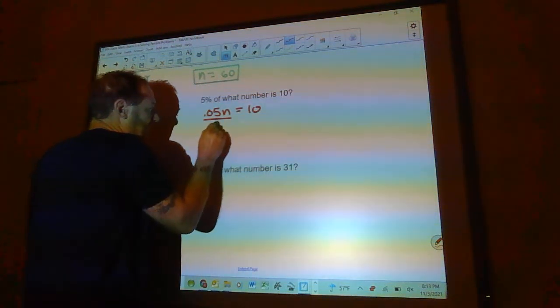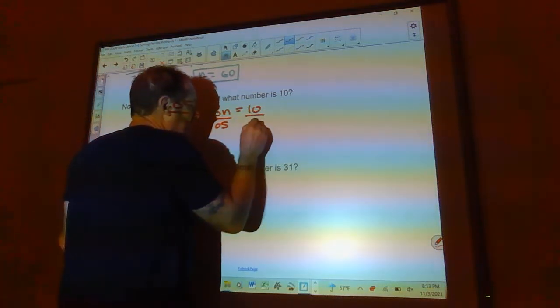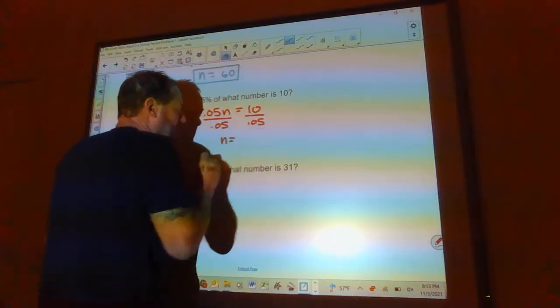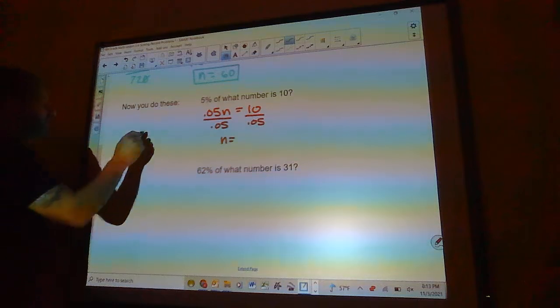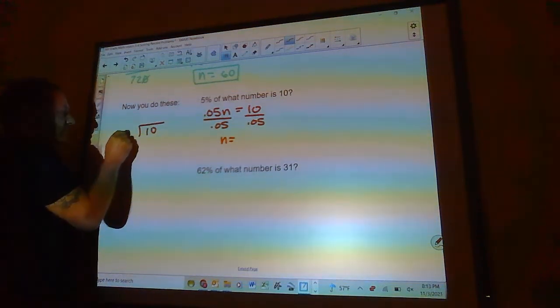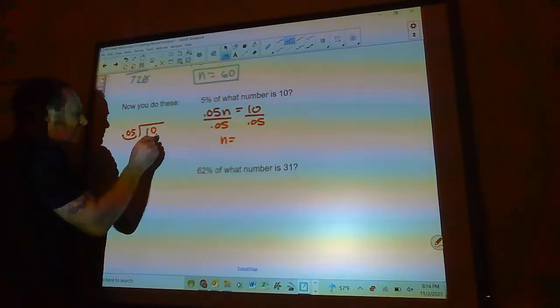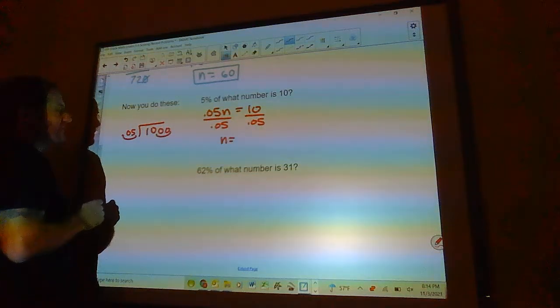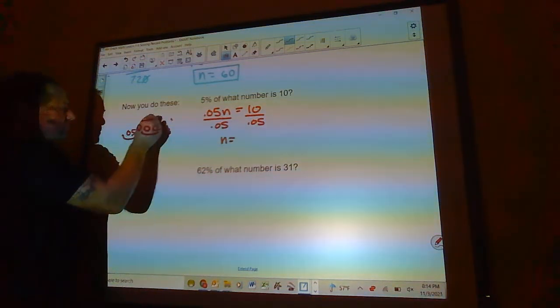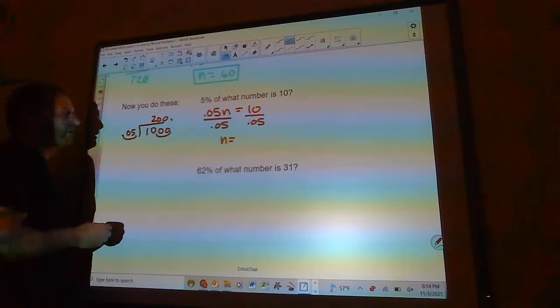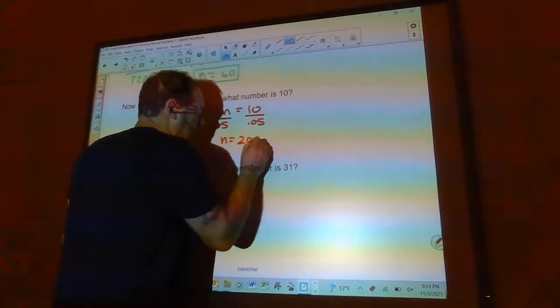So now I'm going to divide by 0.05 on both sides. And what's that going to be? Let's see, 10 divided by 0.05, move the decimal 2, move the decimal 2, add zeros. That's going to be 200. So n is going to be 200.